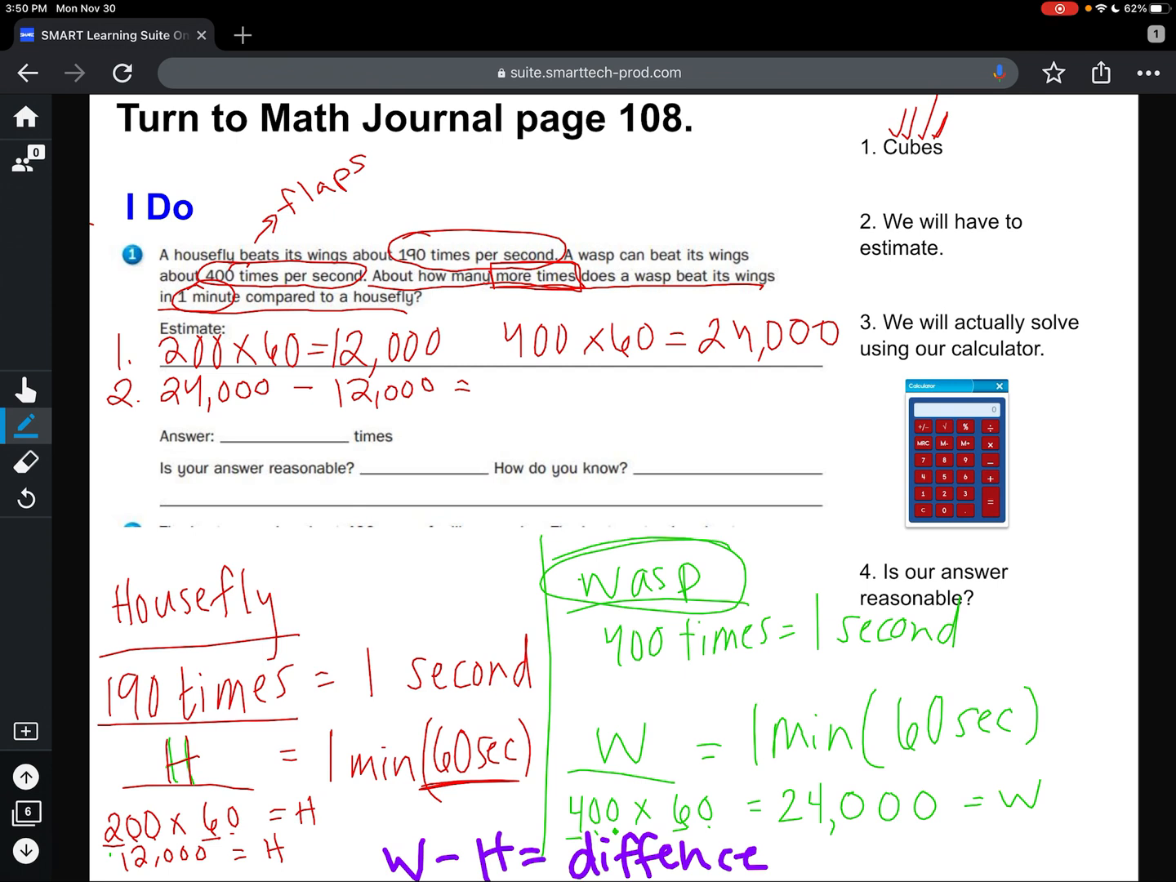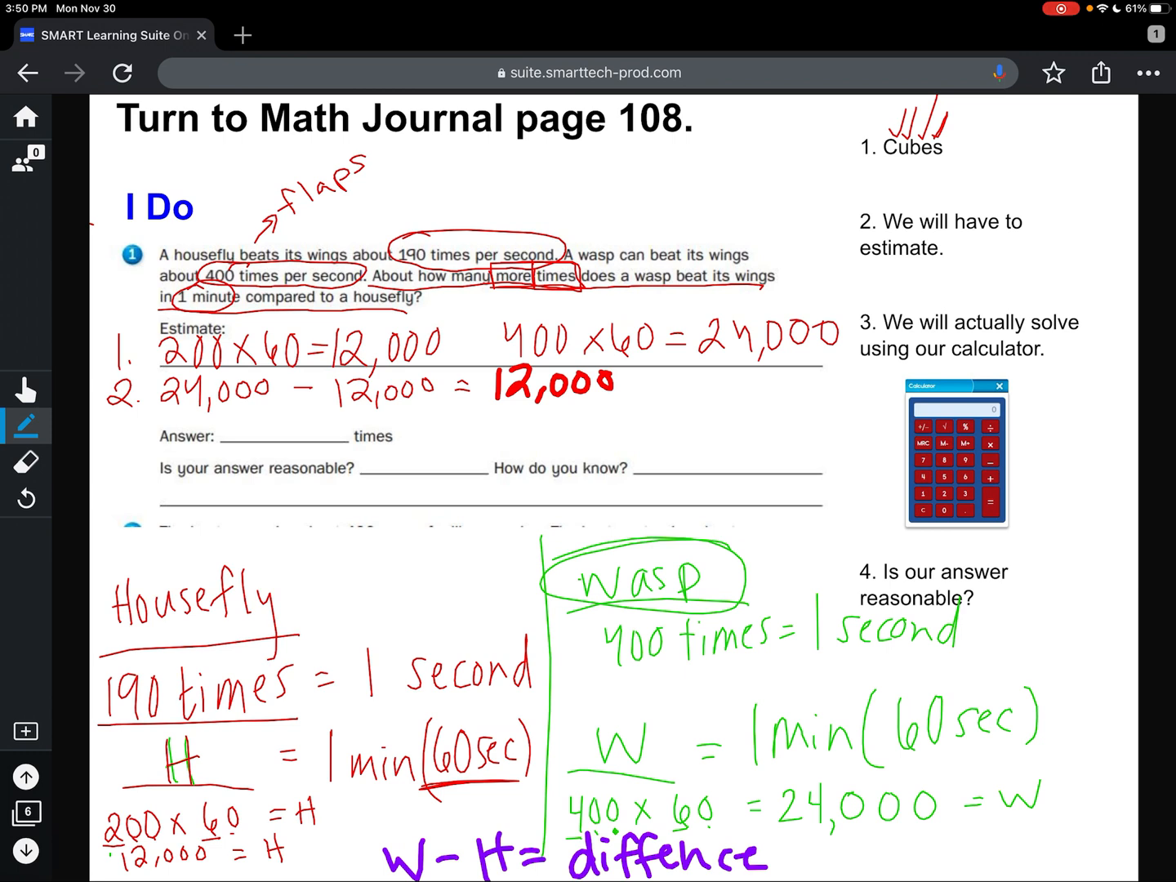That will tell me how many more times that the wasp beats its wings compared to a housefly in 1 minute. And I know that 24,000 minus 12,000 is 12,000. That's my estimate. To find my actual answer, this is where I would go to my calculator and I would do the same steps, except I won't do my rounding or my estimating.